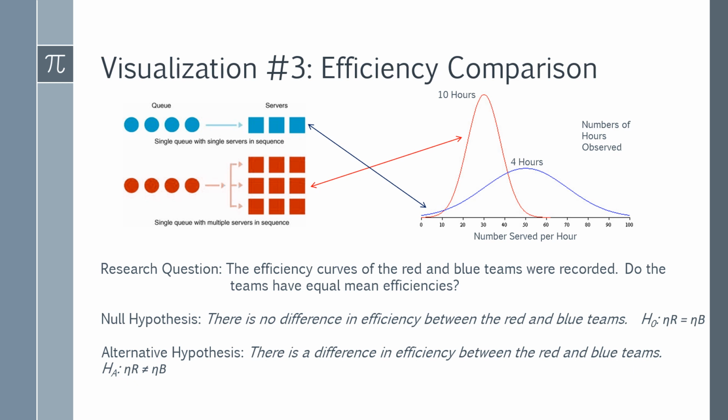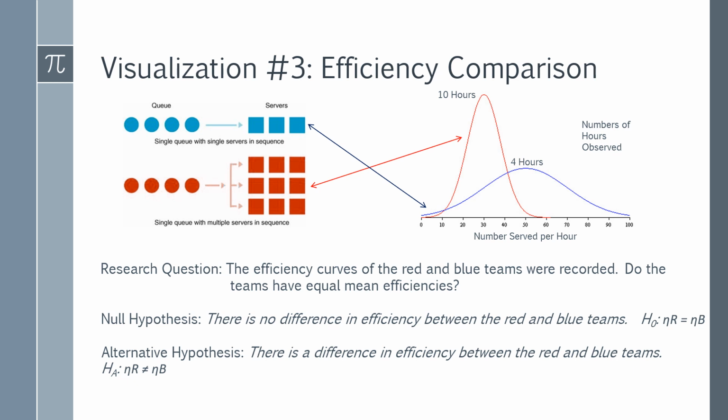So in this case, we would write our null hypothesis as there is no difference in efficiencies between the red and blue teams. And our alternative hypothesis could be written as there is a difference in efficiency between the red and blue teams, whether that's positive or negative.